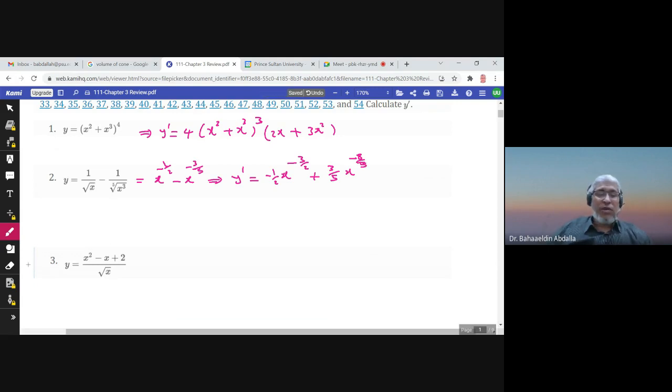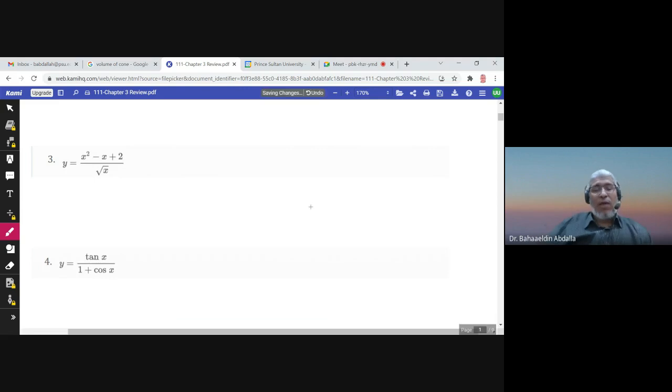And to get rid of the negative powers, you can rewrite it again as negative 1 over 2 x to the power 3 over 2 plus 3 over 5 x to the power 8 over 5. Here I need to distribute first the numerator over the denominator.